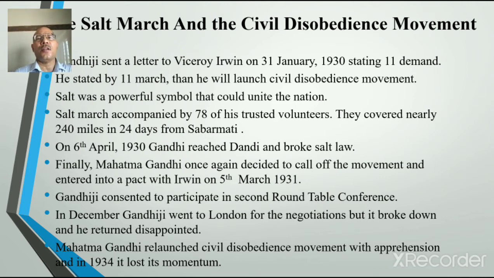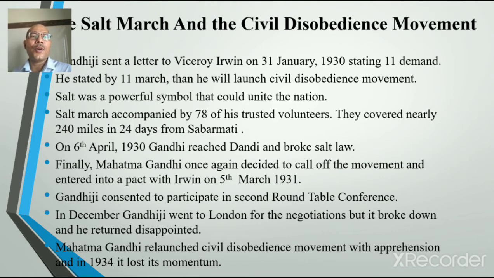The reason was quite natural: whoever lives on this earth needs salt, and salt was seen as one of the most important symbols to unite this country, because the rich also have to pay the tax on salt, the poor also, Hindus also, Muslims also, upper caste also, lower caste also. People living in rural areas have to pay, and people living in urban areas also have to pay. Because of that, Mahatma Gandhi saw salt as a powerful symbol that could unite India as a nation.